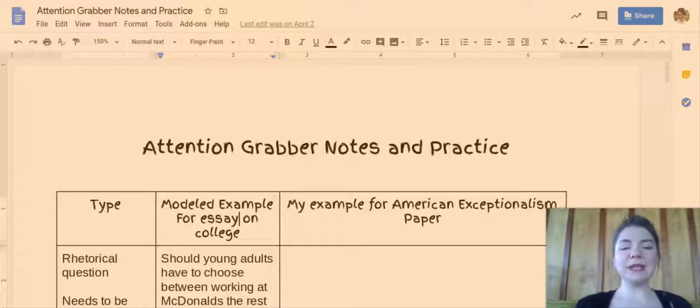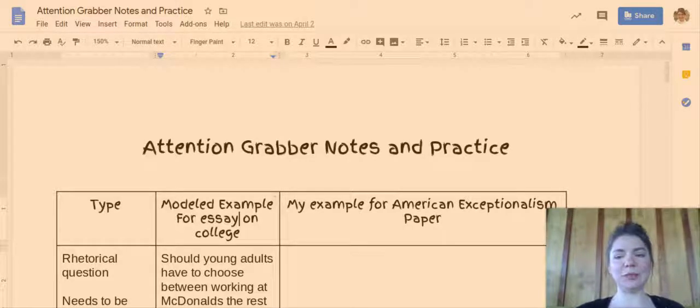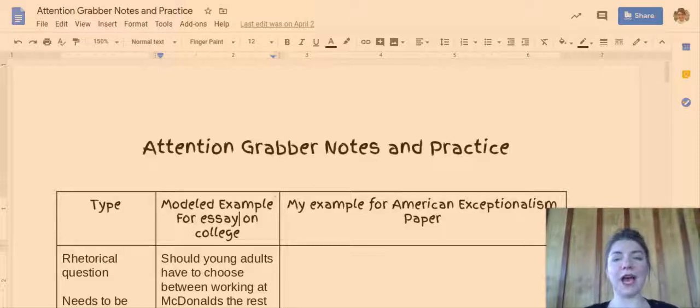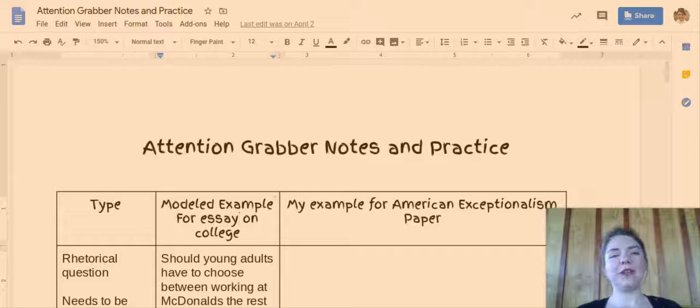Before we get started, I just want to explain the purpose of an attention grabber in your paper. The attention grabber is going to come in your introduction paragraph, and you're going to start your introduction paragraph with a type of attention grabber. This introduction paragraph is going to come after your abstract. You're going to see in other video tutorials that when you're following APA style, you're going to have an abstract, but this specifically goes in your introduction.